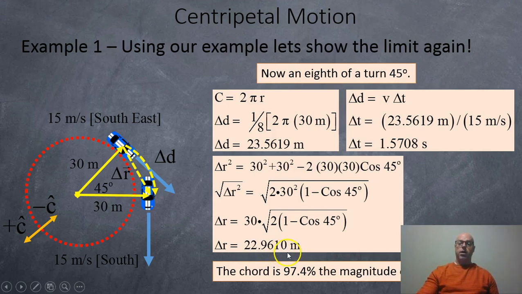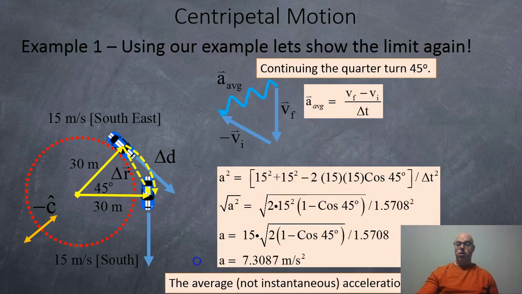And take a look at that. Just going from a 90-degree turn to a 45, we went from 90% to 97.4%. So it's getting closer and closer to being 100% or the same.